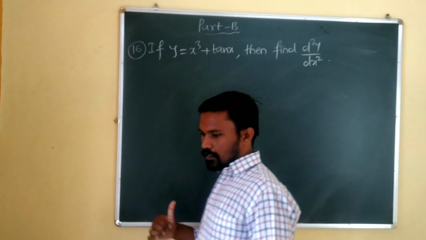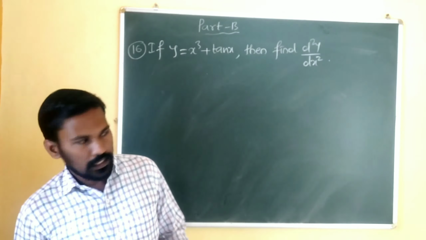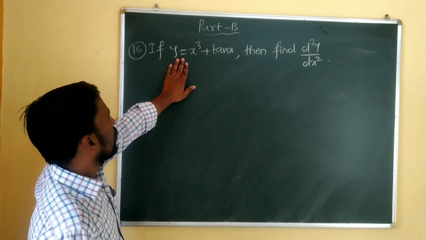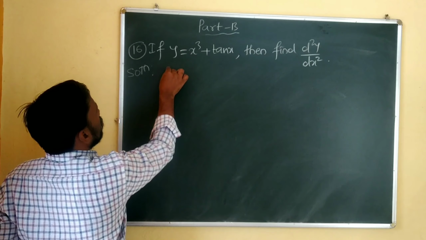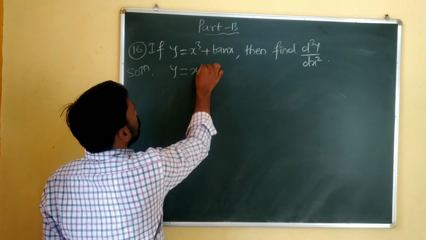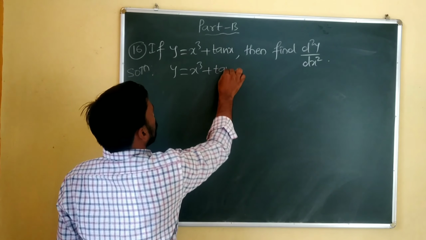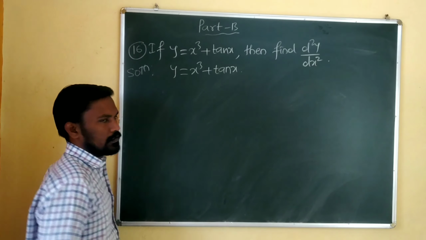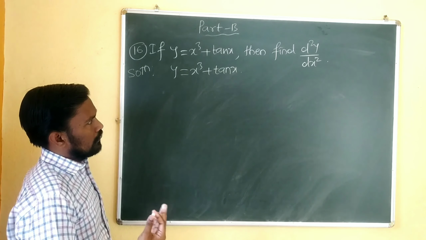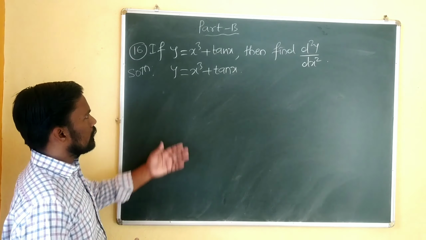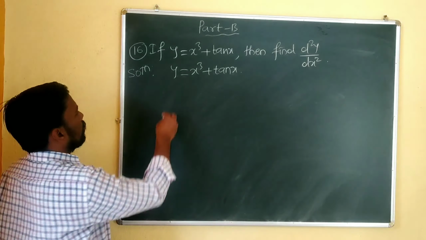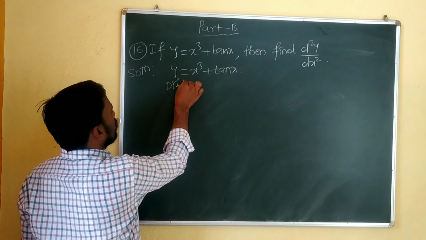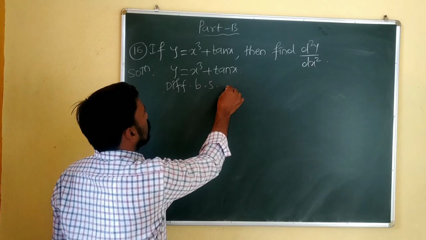Next question, number 16. This is also from differentiation only. Find d2y by dx2 of the given function. Let y is equal to x cube plus tan x. This is the given function, and we need to calculate the second order derivative of the given function. Actually, this is from successive differentiation. Differentiate it first, differentiating both sides with respect to x.